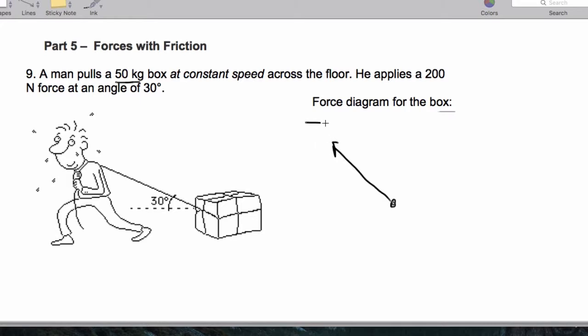We will have a tension, since he's pulling it with a string. This angle's 30 degrees. We have the weight of the box pointing down and the normal force pointing up. Remember that these are no longer congruent forces since we have this upward tension. And we're going to have friction opposing the motion of the box, like we talked about before in class.